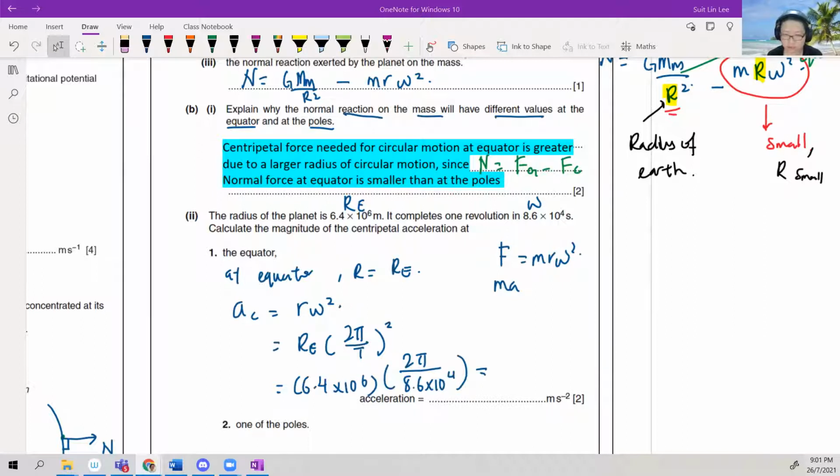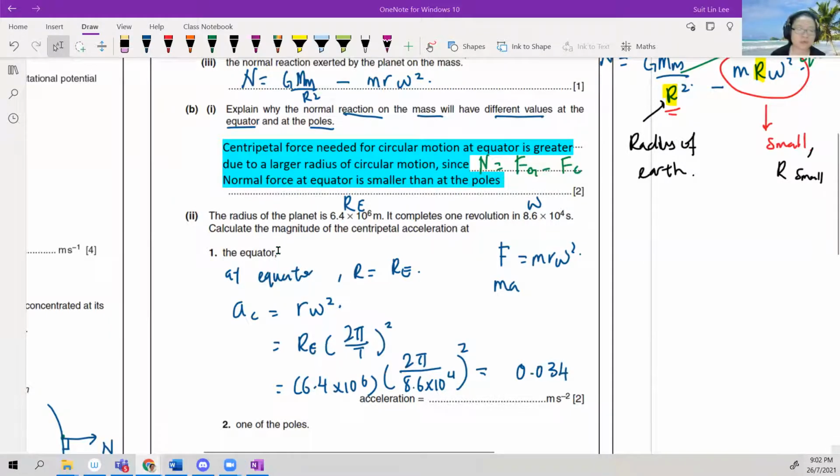Okay, I'm going to press my calculator. It's faster if I press the manual one. It's 2 pi divided by 8.6. Don't forget your square though. Okay, so I got 0.0341, 0.034.